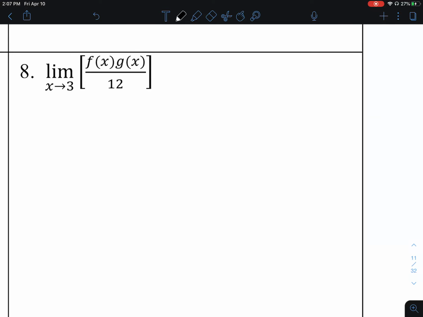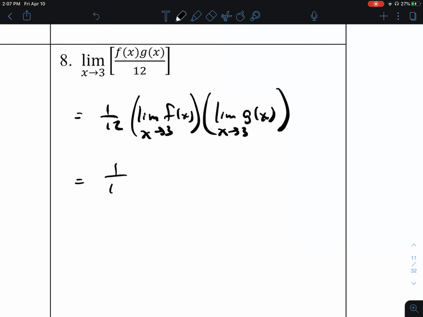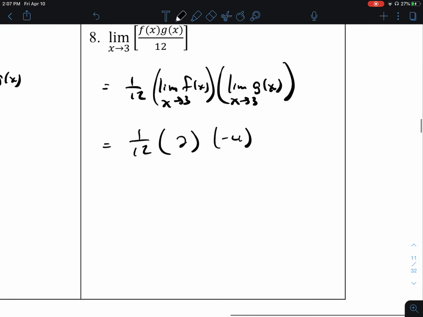Number 8, we could pull this 1/12 out to the front and say this is the limit of f of x as x approaches 3 times the limit of g of x as x approaches 3. I might have said g here, I meant to say f. That's going to be a 12th of 2 times -4. Let's see. 2 times -4 is -8. And you can reduce that to -2/3.